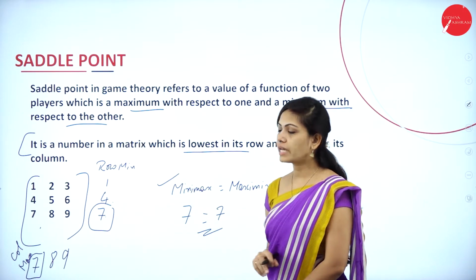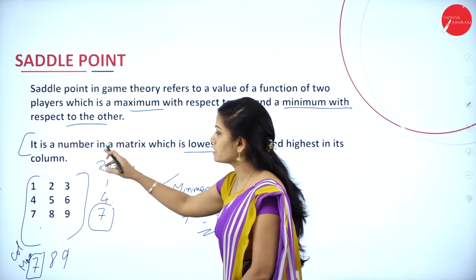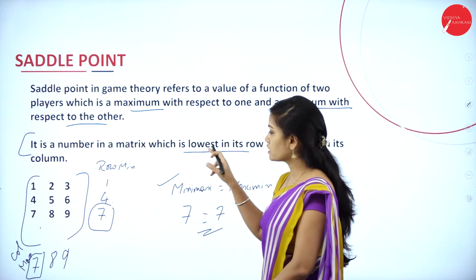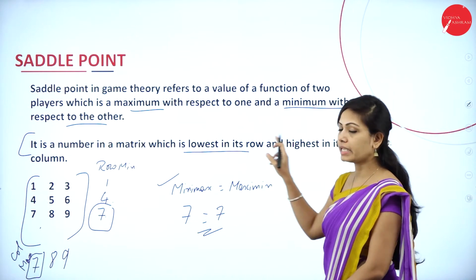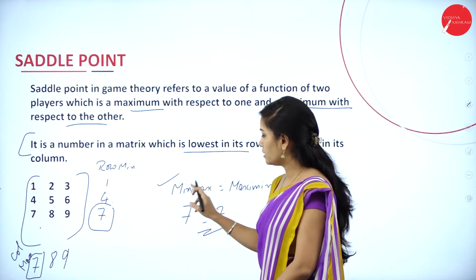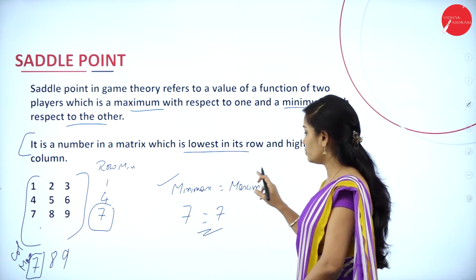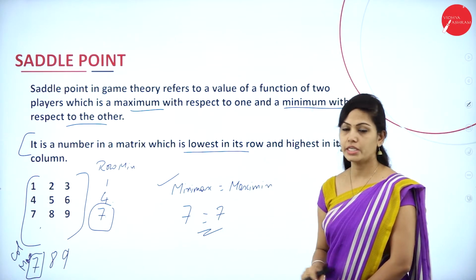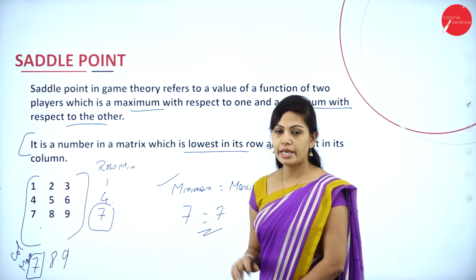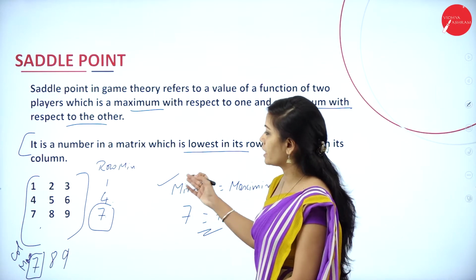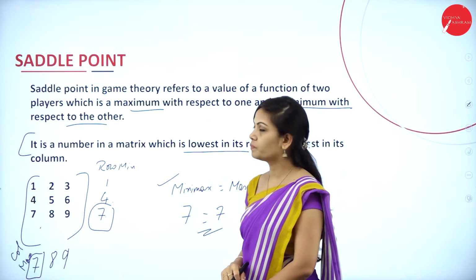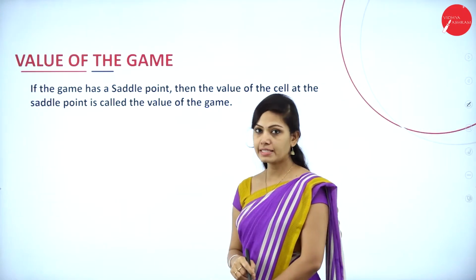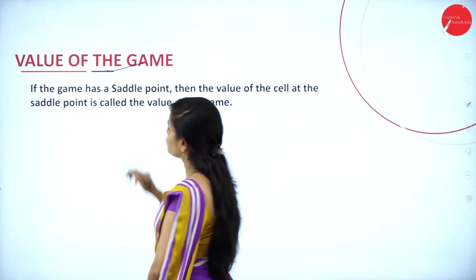You can give this example. A saddle point is a number in a matrix which is lowest in its row and highest in its column. If the minimax value is equal to the maximin value, then it has a saddle point. It is a 2 marks question. You can expect this question for 2 marks and you can give this example also. And the next important concept is the value of the game.